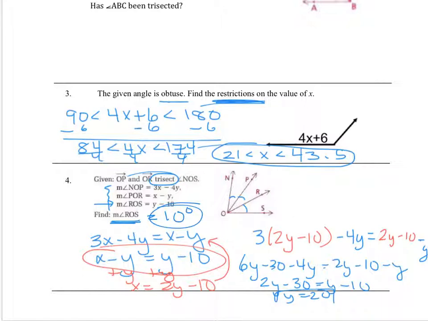So again, if the problem had asked us to find x and y, then we would need to keep going and actually find x. But it's not asking us for that. It doesn't care about the actual values of x and y. We just needed the value of y to find the measure of the angle that it was looking for.